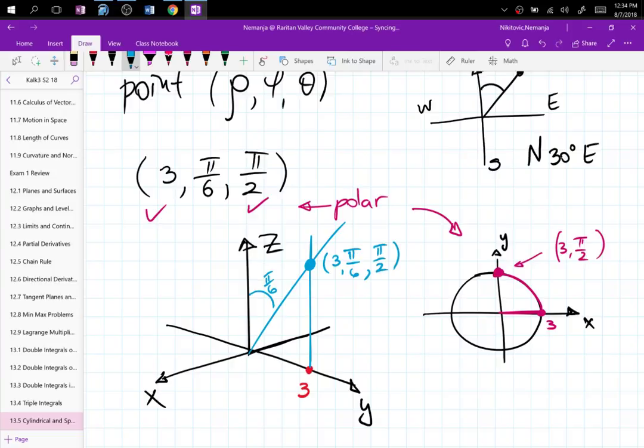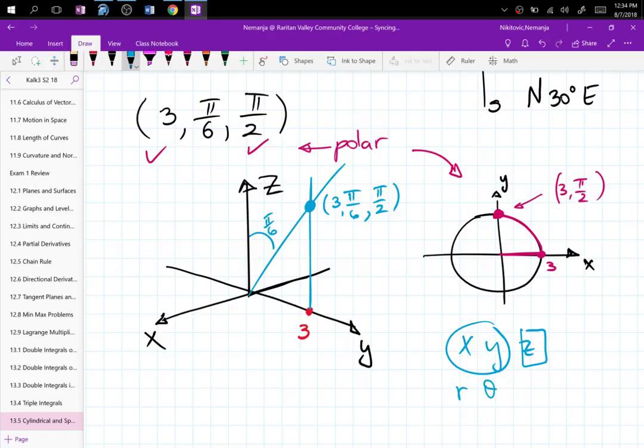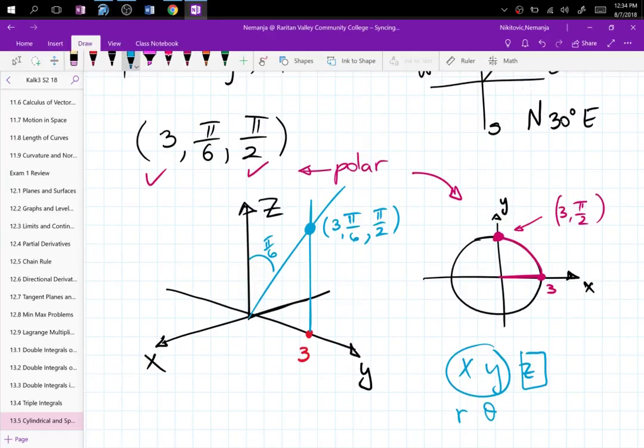Why did you graph 3 and pi over 2 first? Well, you know how you have x, y, z, right? So you graph these two first, and then you bring it up in z. So xy now is replaced by r theta. I have to find where the location of the point is in the domain, and then I bring it up straight and intersect that with the drop of the angle from the north, right? So this is technically your north for the planet, I guess, or whatever.